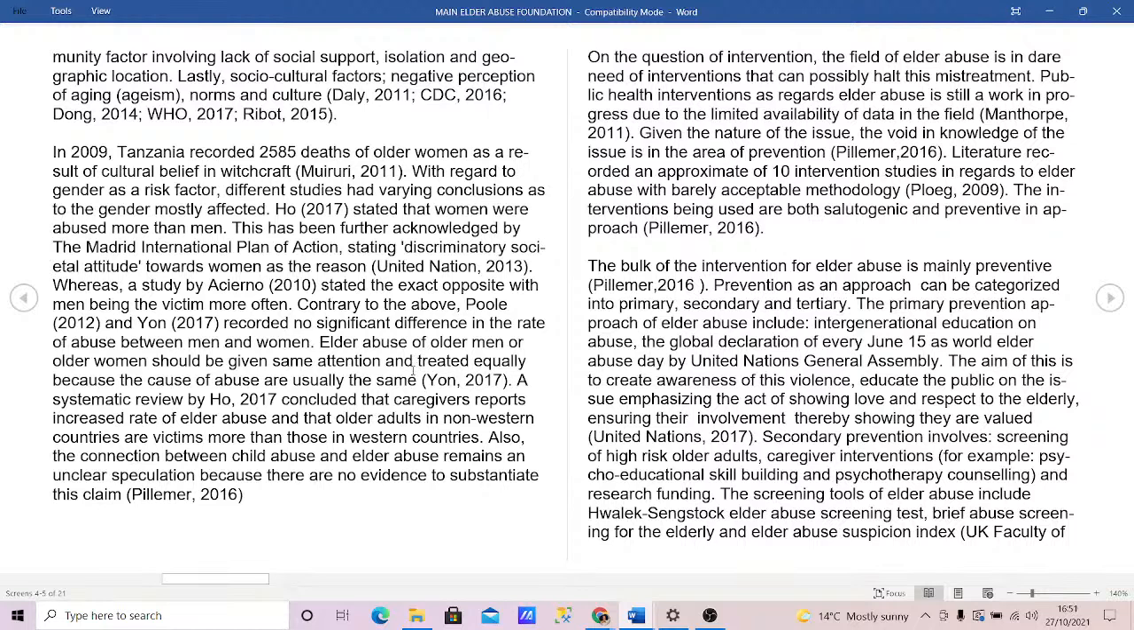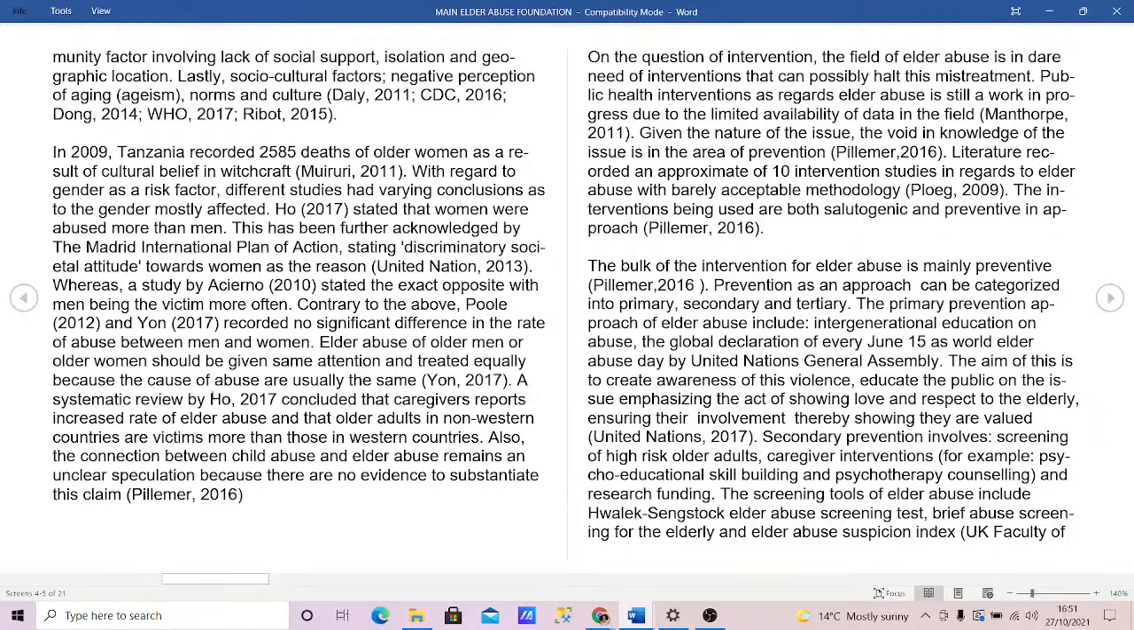And then the next sentence after that will now be: the causes of abuse are usually the same. There are two different sentences just beside each other, so that makes it quite descriptive. But to prevent it from being descriptive, it will now be: elder abuse of older men or older women should be given the same attention and treated equally because the causes of abuse are usually the same. Now that's the reason. So let's go a bit further.